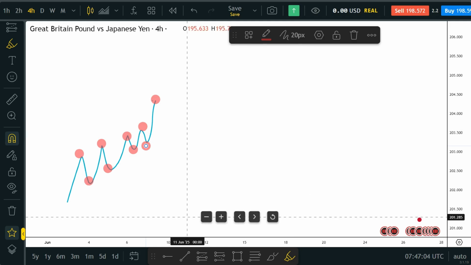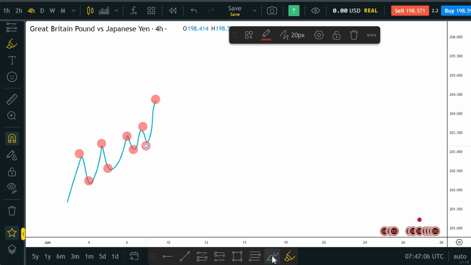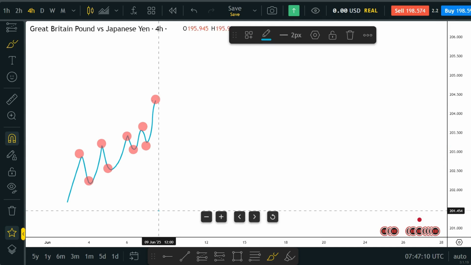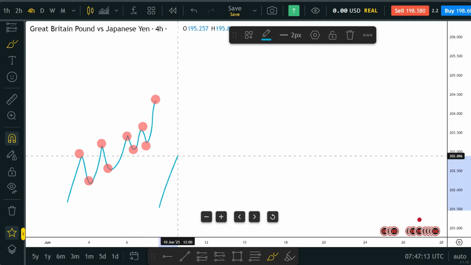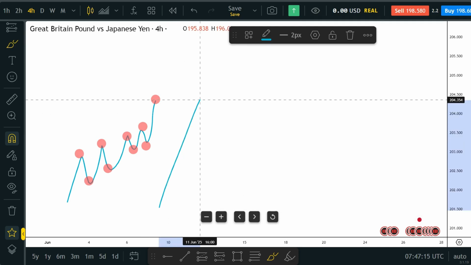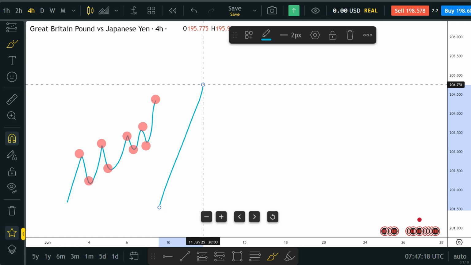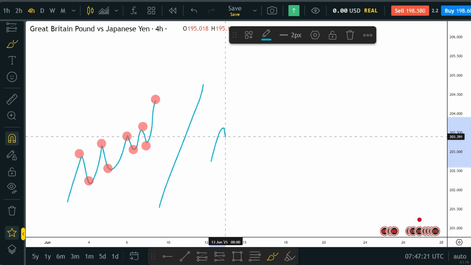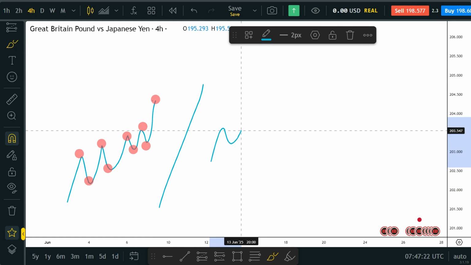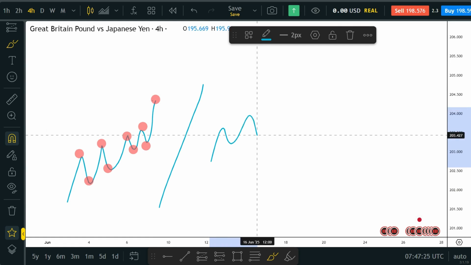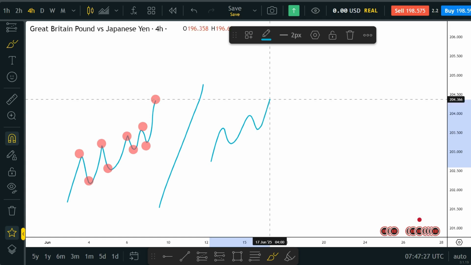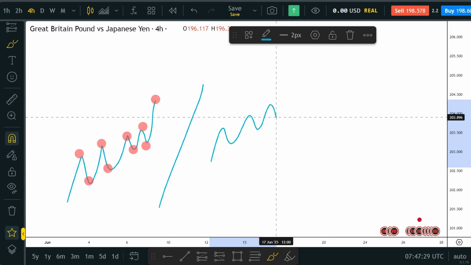Also, what you need to understand is that the market cannot make an uptrend just directly. The market can't swing just like this one, making just a high. So the market normally moves in waves. So this is how the market looks like.